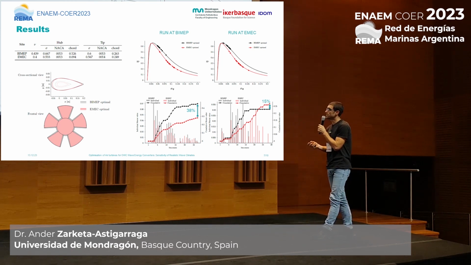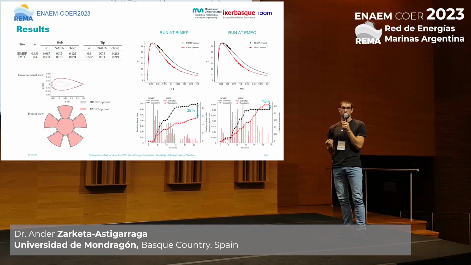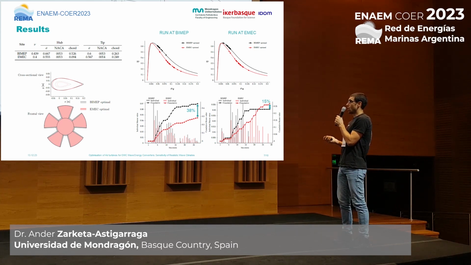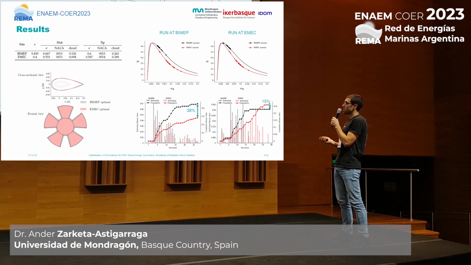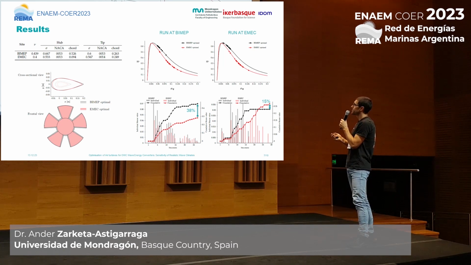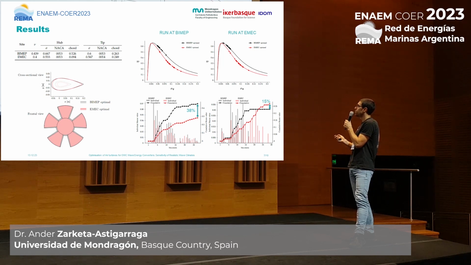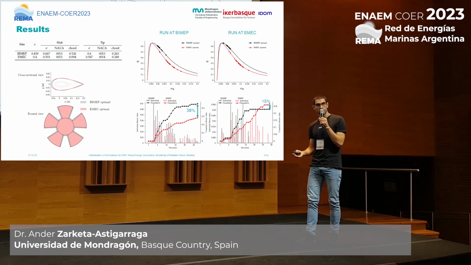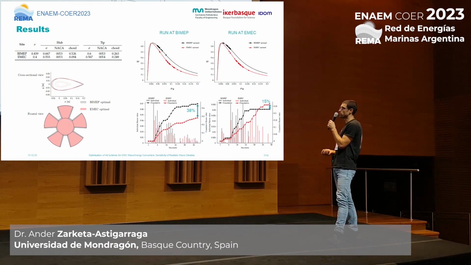The first one is that the BMEP optimal turbine seems to be much more robust than the IMEC optimal one, because it obviously outperforms the IMEC optimal turbine when run at BMEP, but it just has a drop of 15% in the overall efficiency when run at IMEC, whereas when we run the IMEC optimal turbine at BMEP, we show a 38% drop of efficiency. That's the robustness shown by the BMEP optimal turbine.